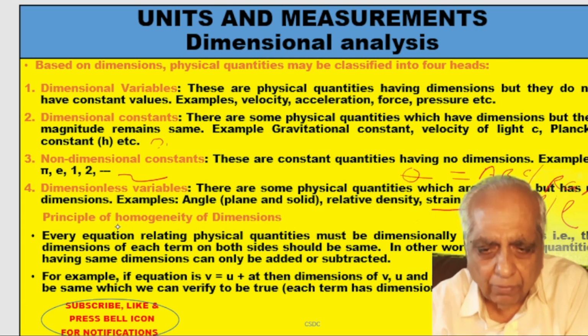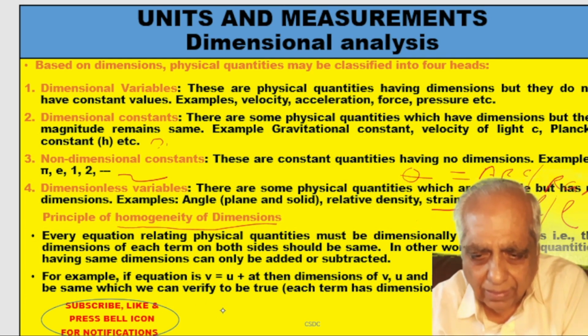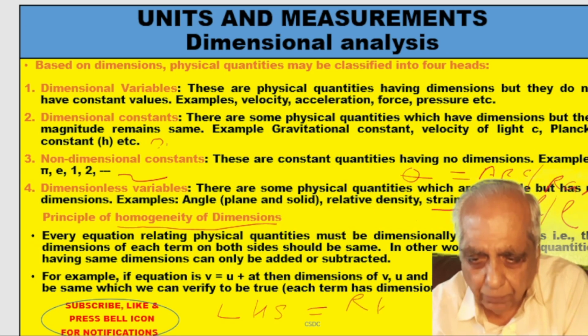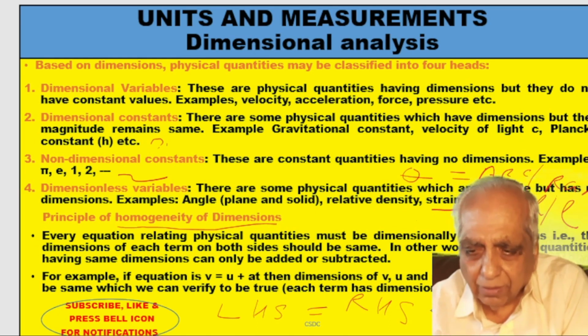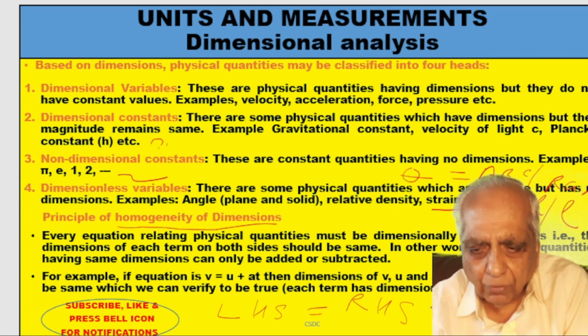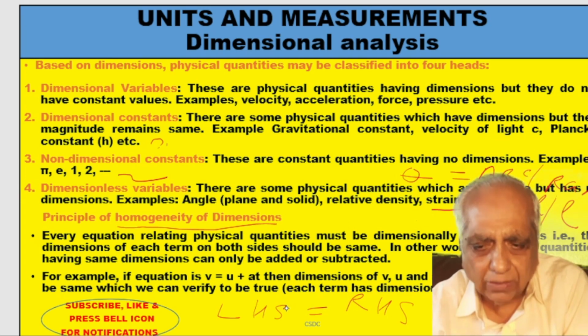Now we will learn a very important principle called the principle of homogeneity of dimensions. It means we always have an equation, left hand side equal to right hand side. Each side may have two or more terms or even a single term, but in case it has two or more terms, then all terms should have the same dimensions. Like you cannot add kg and second. You cannot add any two quantities of different type. So the dimensions of all the terms of the right hand side should be the same, as well as equal to the dimensions of all the terms of the left hand side.